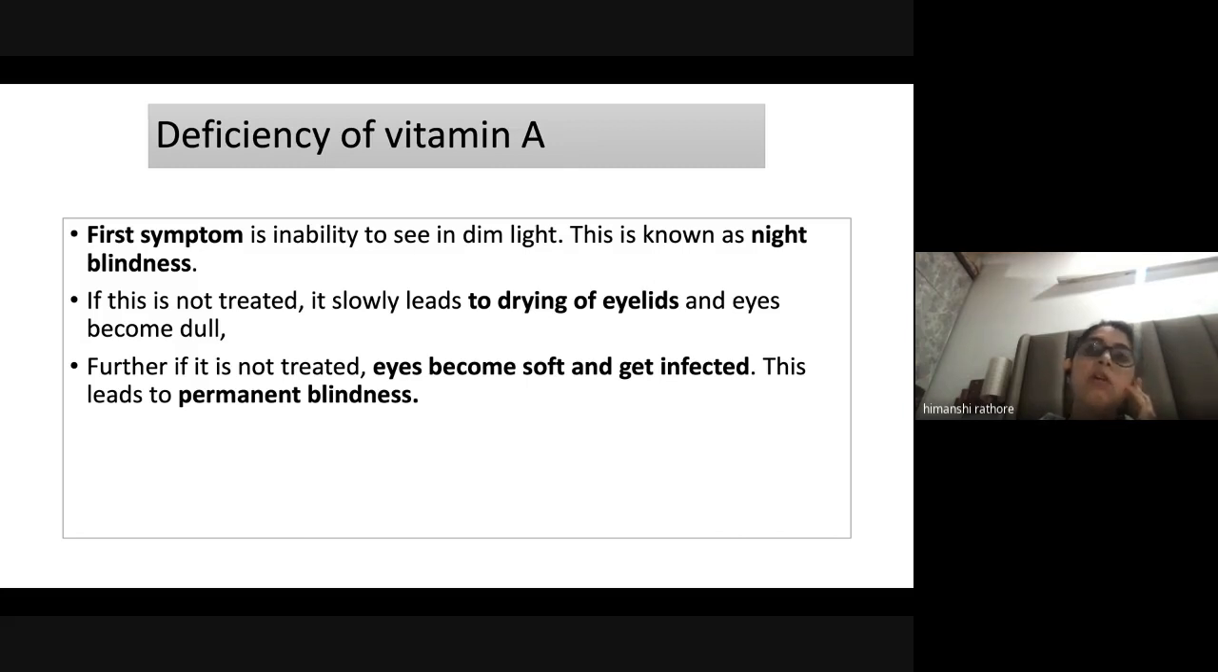If this is not treated, then the condition becomes severe, and the second stage that comes is the drying of eyelids.